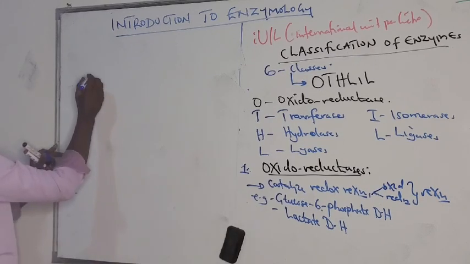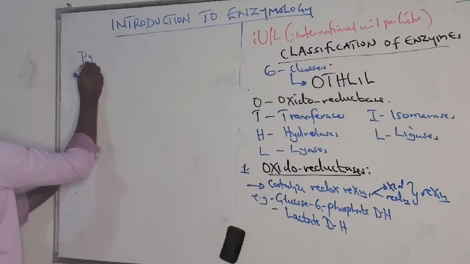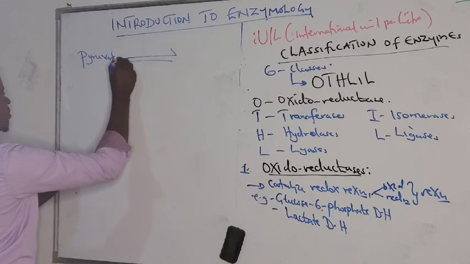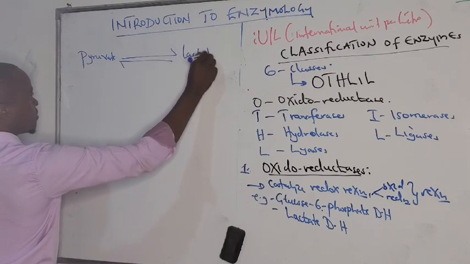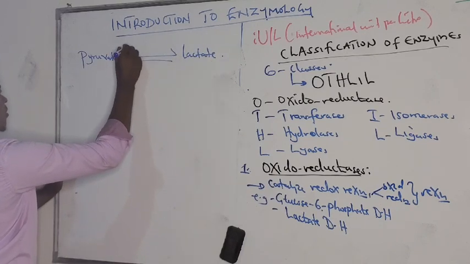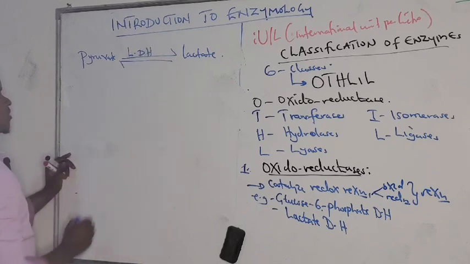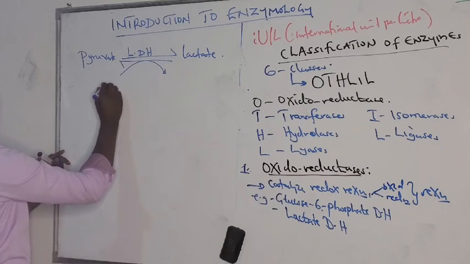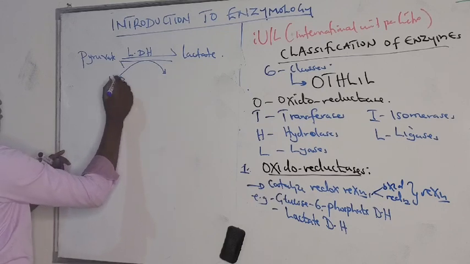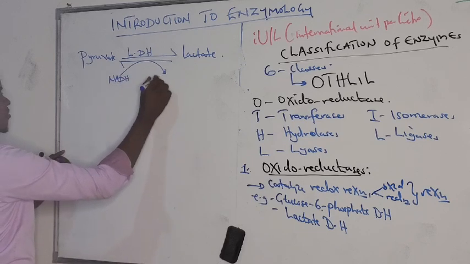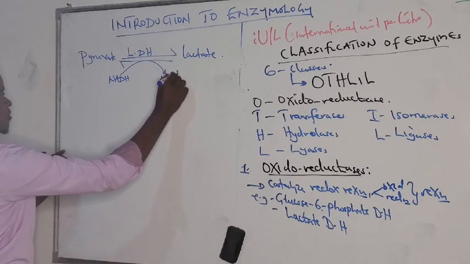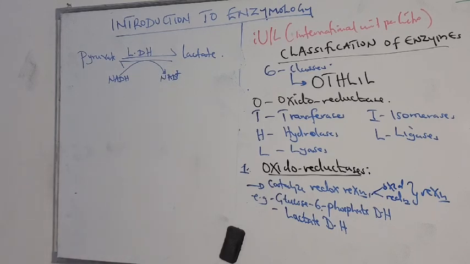If I have pyruvate, it is converted to lactate in the presence of the lactate dehydrogenase enzyme, and this reaction includes a coenzyme, NAD, whereby NADH forms NAD+. This is what we call an oxidation-reduction reaction.